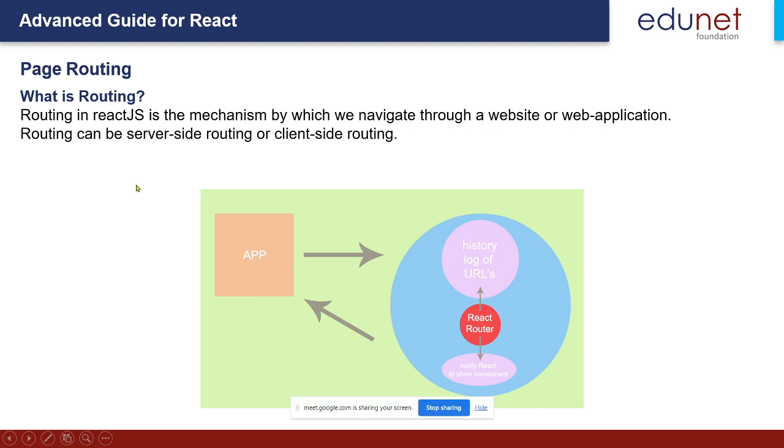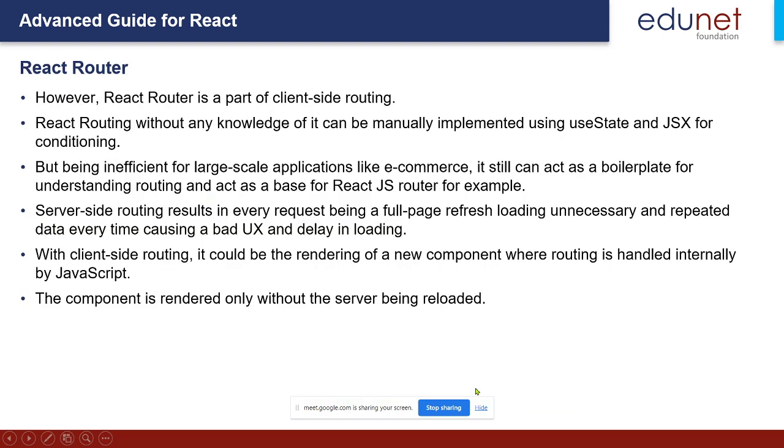So routing in React is a mechanism by which we can navigate through a website or a web application. Routing can be a server-side routing or a client-side routing. ரெண்டுமே இருக்கு. So நம்ம பார்க்க போறது பாத்தீங்கன்னா client-side routing பார்ப்போம். ஓகேங்களா? So app and history log of URLs, React router and notify the React to the show component.